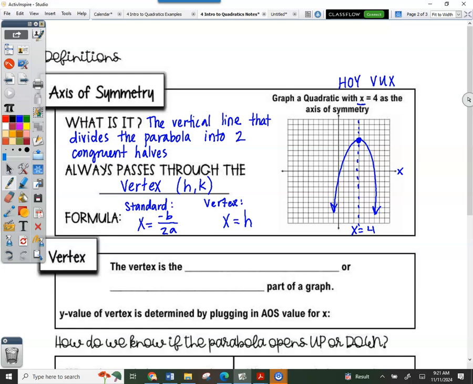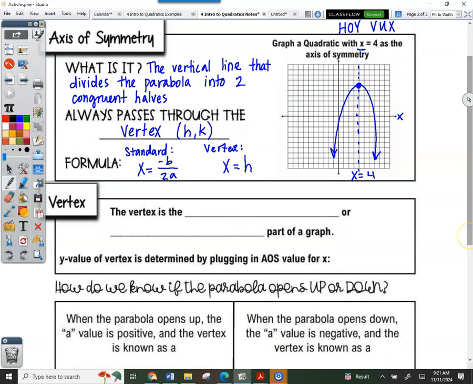All right. Now let's talk about the vertex some more. We said that the vertex is the blank or the blank part of the graph. Do you remember? The top. We said it's the minimum or maximum part of the graph.